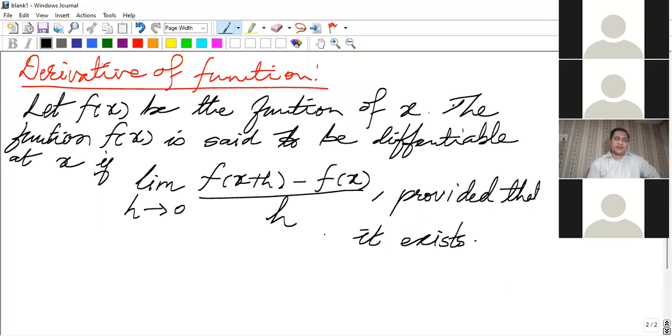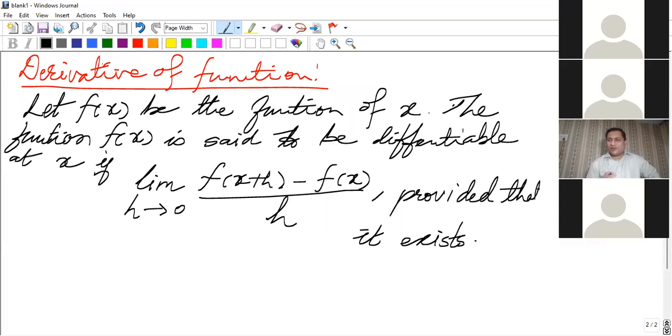So the condition is that this limit is called the derivative provided that it exists. Here this limit plays an important role, and we call this the first principle also. And then there are several ways to denote the derivative. Up to now, you might have seen some notations. Now we'll introduce some more notation.